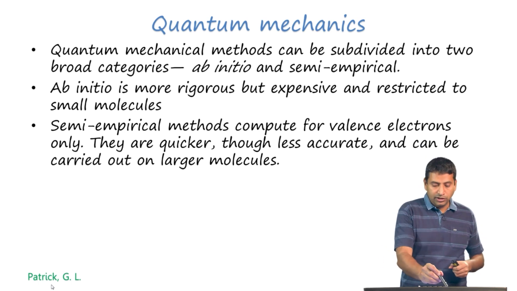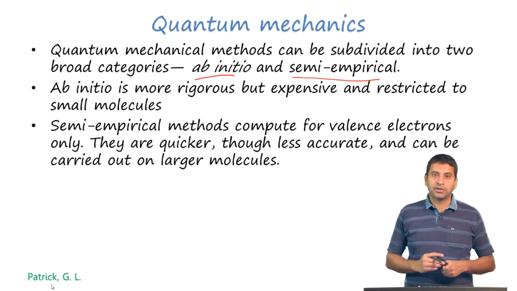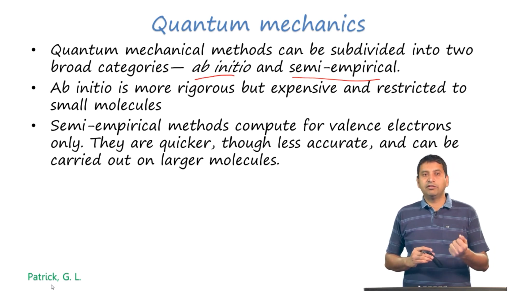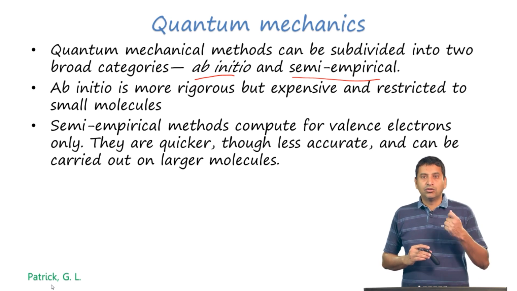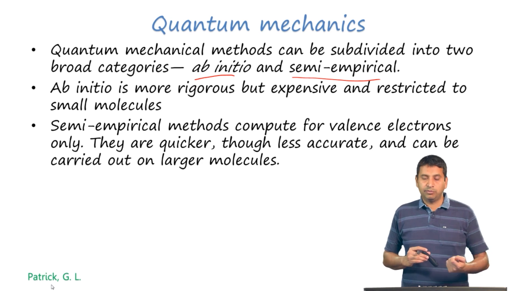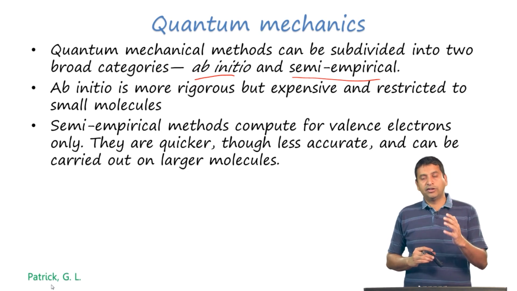The first one is called the ab initio method, and the second one is called semi-empirical method. So, ab initio, as the name suggests, is starting from first principles. Okay. So, here the method is very rigorous, but computationally very expensive, and so we are typically restricted to really small molecules with molecular weight less than 300 or something like that.